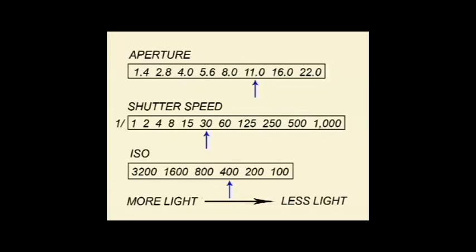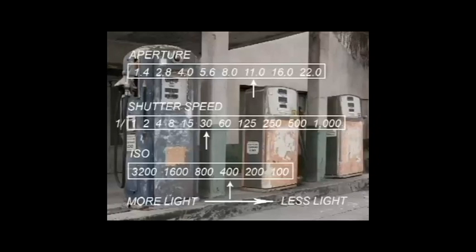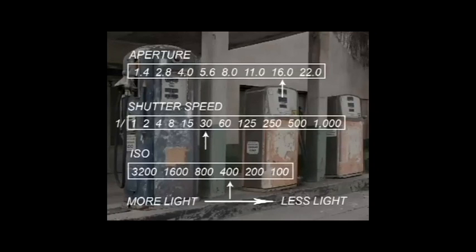Let me show you. Let's say our meter gives us an exposure of an aperture of f11, a shutter speed of 1/30th of a second, and an ISO of 400. If we move the aperture one stop to the next smaller opening, we cut the light in half. Now let's put the aperture back where it was.